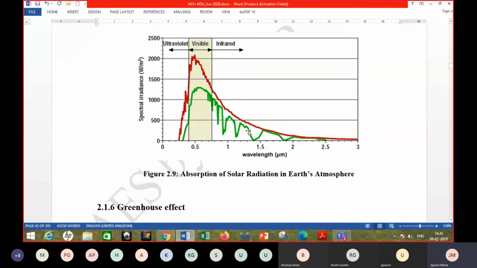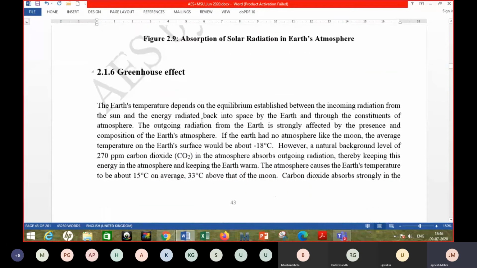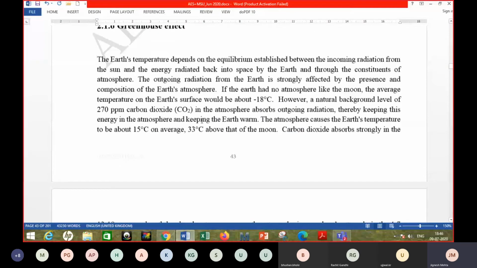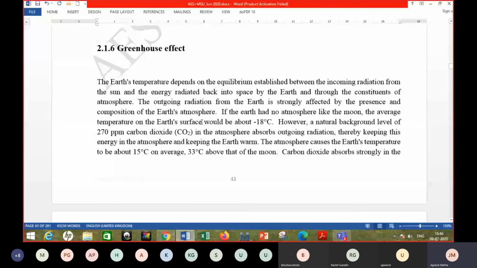And there are certain dips that you see. That's because of preferential absorption by different gases, water vapor, carbon dioxide, etc. And because of that, by the time it reaches the surface of the Earth, its magnitude has reduced, right? This absorption we actually call the greenhouse effect. So the atmosphere itself is a greenhouse.